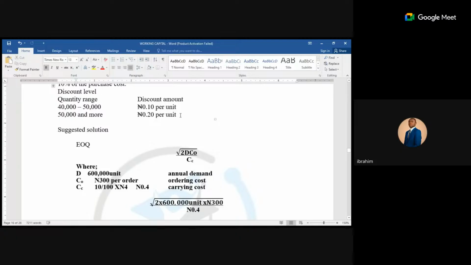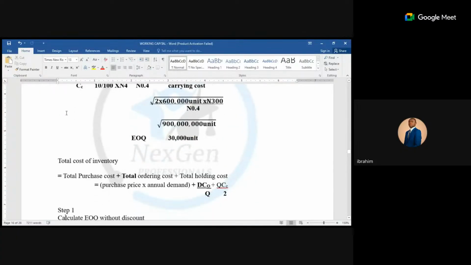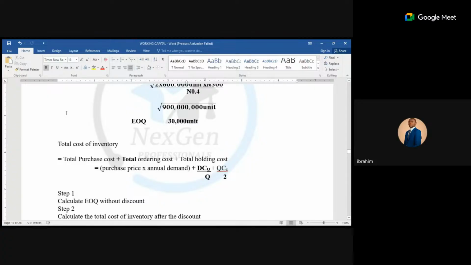You want to know when you will order that you will have a lower cost, whether it is 40 to 50 or it is 50 and above. So we'll just pick 40 and 50. Then we'll now choose which one of these will minimize your costs, right? That is the purpose of discounts. So it's as simple as ABC, right? Because our purchase price will change.